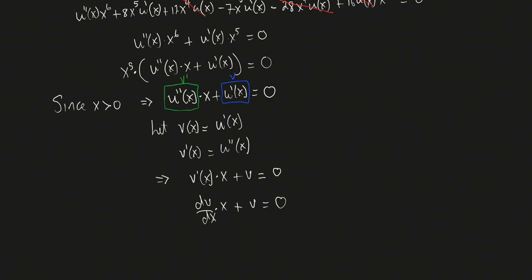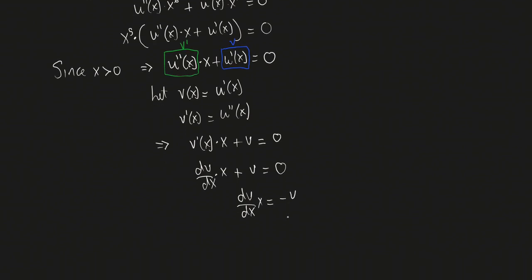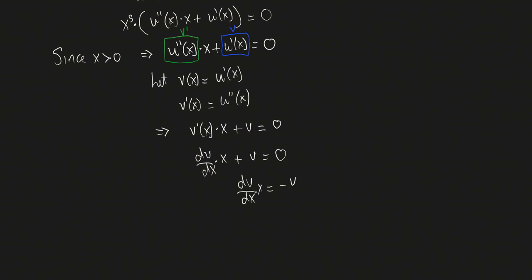Okay, so to separate this, I'm going to subtract, okay, so yeah, it looks like this. So you'll have dv dx times x is equal to negative v. And so let's do this. Multiply by dx and then divide both sides by x and by v. So I end up with this: 1 over v dv is equal to negative 1 over x dx.